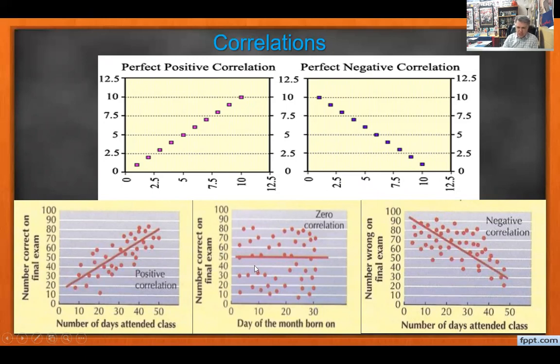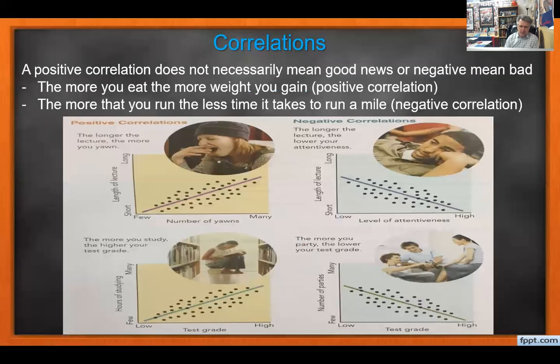So this is kind of a zero correlation, because one really isn't a predictor or has anything to do with the other. Positive correlation, again, does not necessarily mean good news, or negative means bad news. The more you eat, the more weight you gain. It's a positive correlation. Not everybody, some people want to gain weight, but most of us want to sort of control that. So it's not necessarily a good thing.